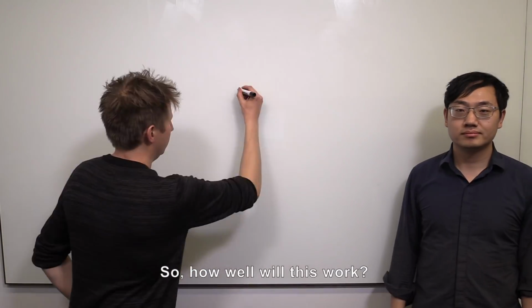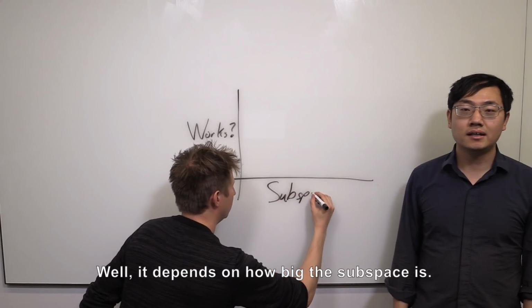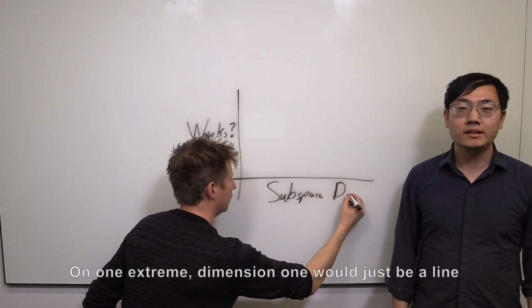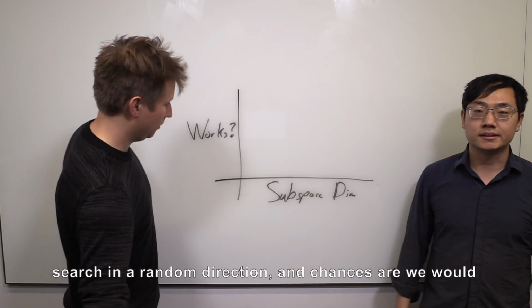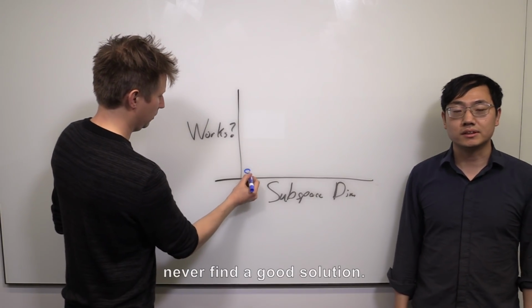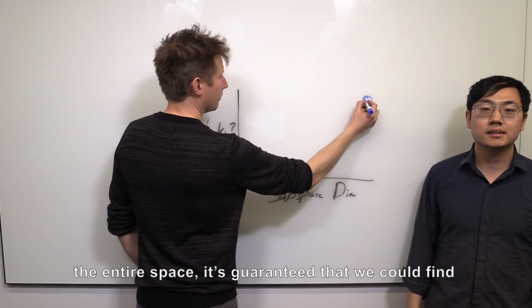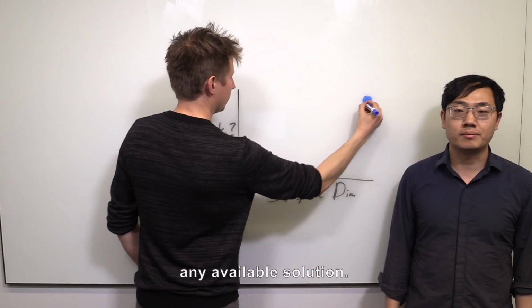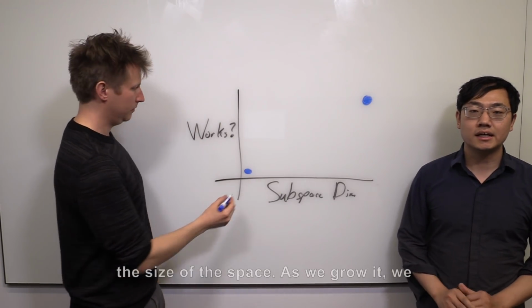So, how well will this work? Well, it depends on how big the subspace is. On one extreme, dimension 1 would just be a line search in a random direction, and the chances are we would never find a good solution. On the other hand, if we use enough vectors to span the entire space, it's guaranteed we could find any available solution. So the key idea of this paper is to carefully increase the size of the space.